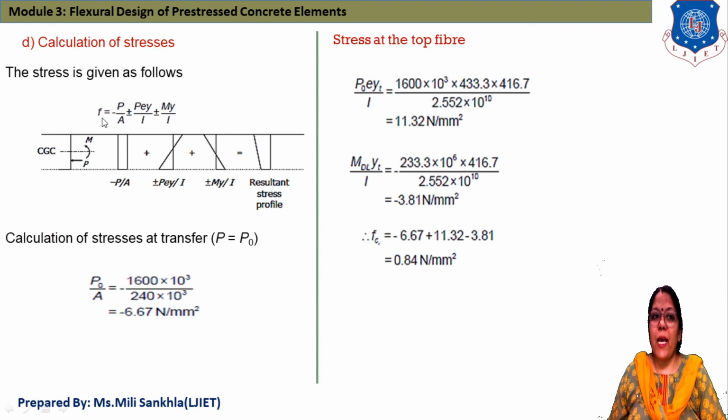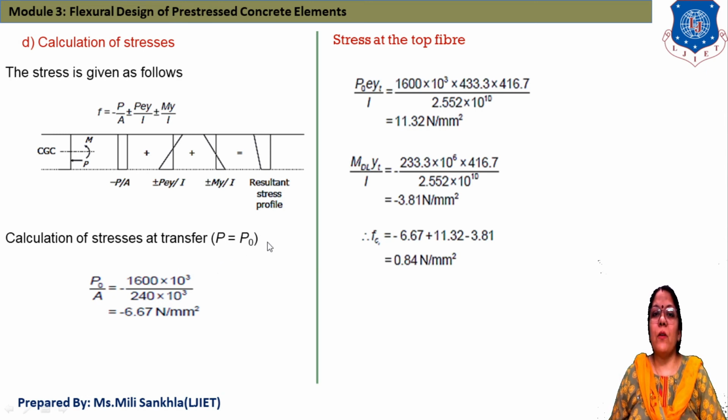Now the stress is F equal to P by A, which is the direct stress, plus PEY by I, which is the bending stress, and MY by I, which is due to the dead load or live load moment. This is the resultant stress diagram of our pre-stressed concrete member. Now calculate the stresses at transfer, where P is equal to PO.